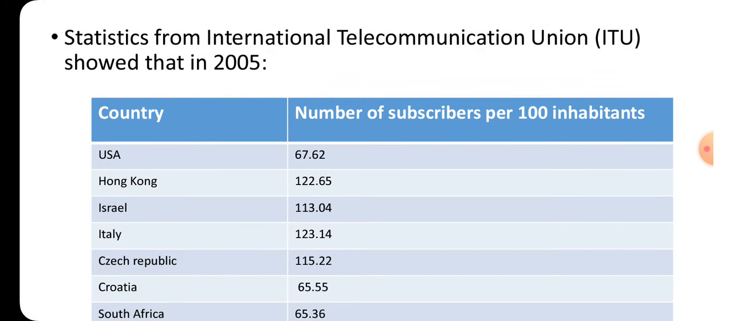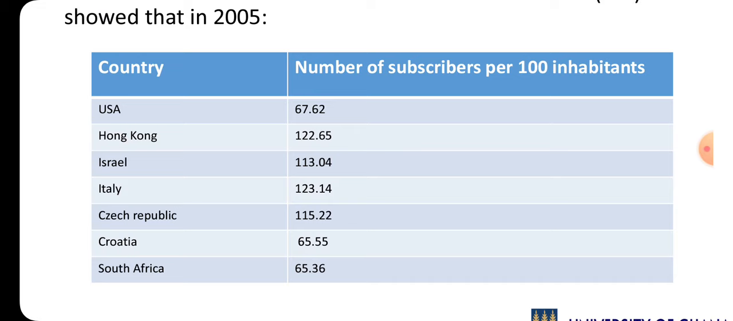The statistics from the International Telecommunication Union, that is ITU, show that in 2005, the USA had the number of subscribers per inhabitant at 67.62. Hong Kong had 122.65. Israel had 113.04. Italy had 123.14. Czech Republic had 105.22. Croatia had 65.55. South Africa had 65.35.